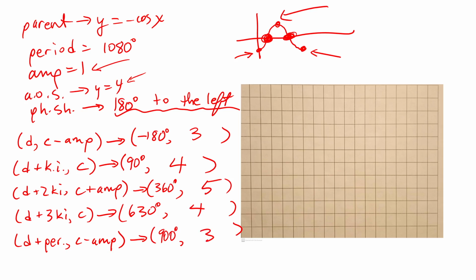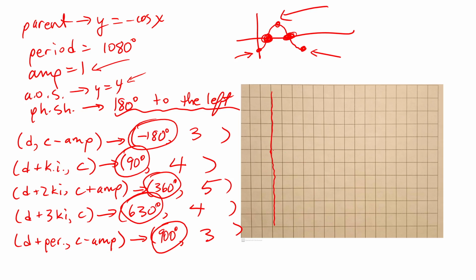Now we want to know, how do we scale our x axis? What we can do is look at every one of our x coordinates and ask ourselves, what's the greatest common factor of them all? The greatest common factor of all of those is 90 degrees. So we're going to scale our x axis where every one of these horizontal squares is equal to 90 degrees. And we're going to scale our y-axis where every one of those vertical squares is equal to 1 unit.